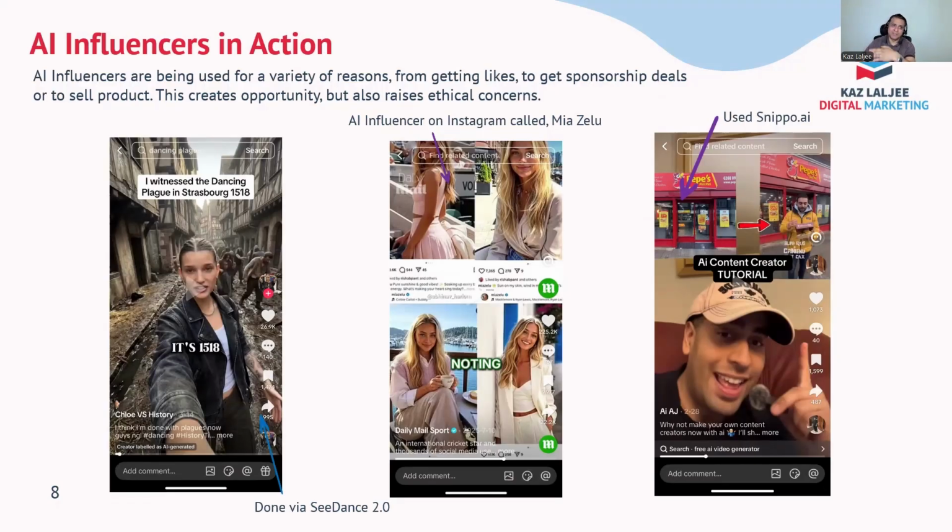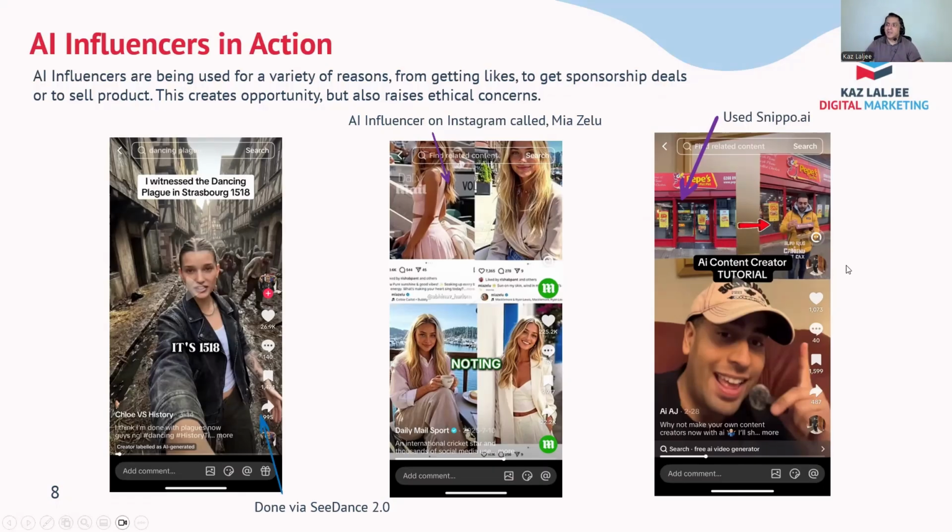Of course, as a business, you're looking at monetization and thinking about things like that. And then the last one here on the right hand side has been created by using Snippo.ai. And that's from some chap called AIAJ. And basically, this was an advert for Snippo.ai. He basically uploaded an image for the client that he was working for. I don't know if you can just about make it out, but this is the picture he uploaded of the shop.